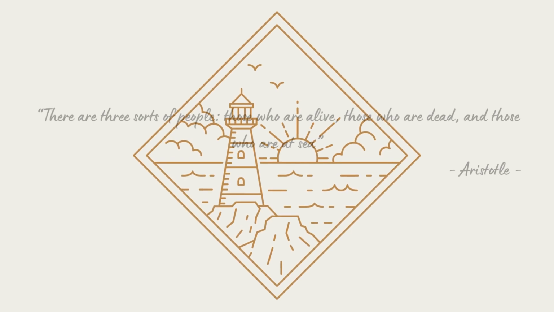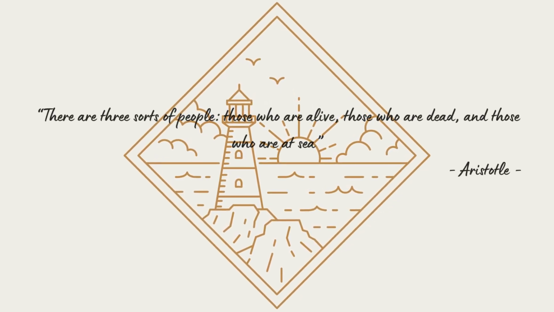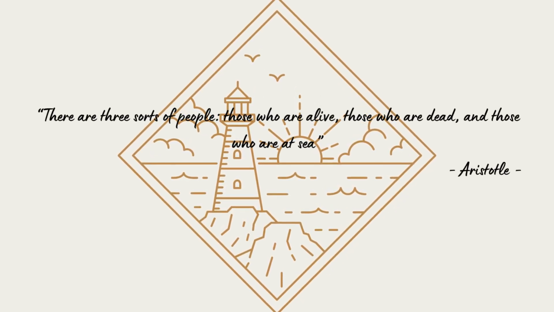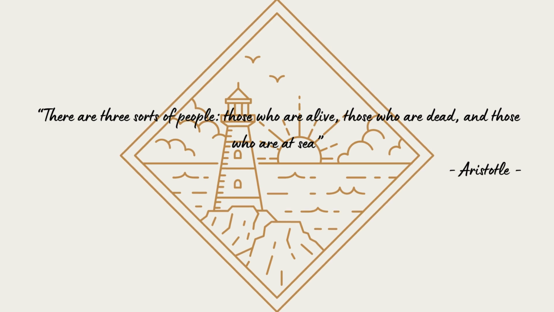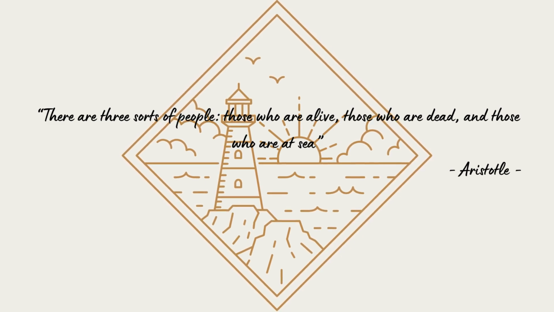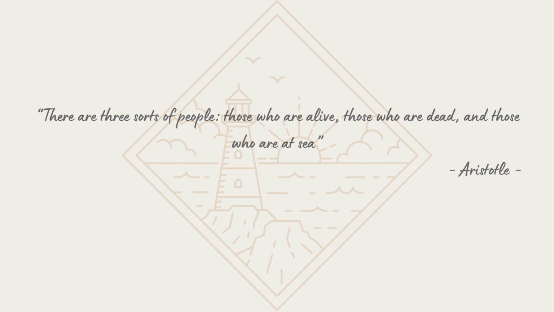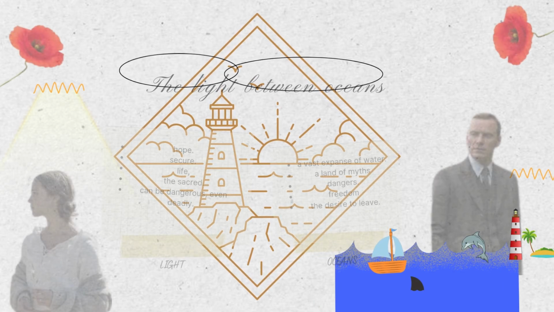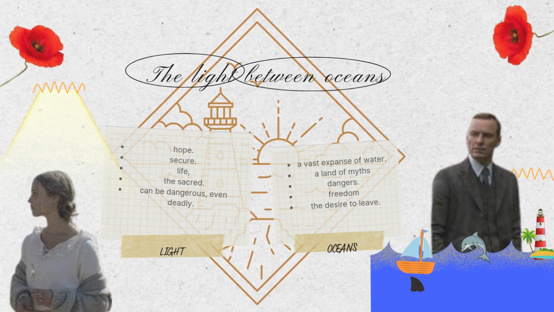Aristotle said, "There are three sorts of people, those who are alive, those who are dead, and those who are at sea." This clearly shows that the sea is a kind of other space-time where societies have no hold on mankind. The ocean can, therefore, represent freedom and the desire to live.